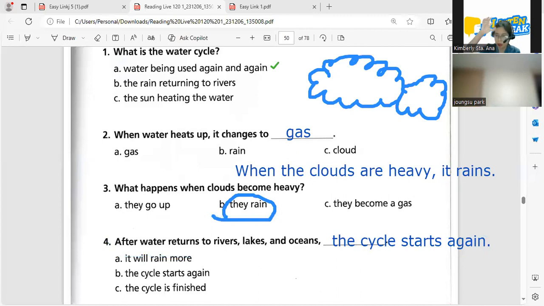The cycle starts again. The sun will heat up the water. It will be a gas. It will go up and then it will form a cloud. And then when the cloud is heavy, it will rain. The water will return to the rivers, lakes, and ocean. And then it will happen again. The same cycle. It will start again and again. So you got all of these correct answers. Thank you very much, Jimin.